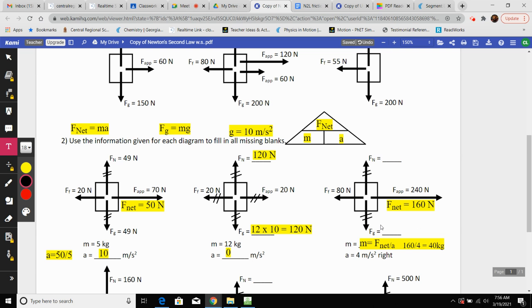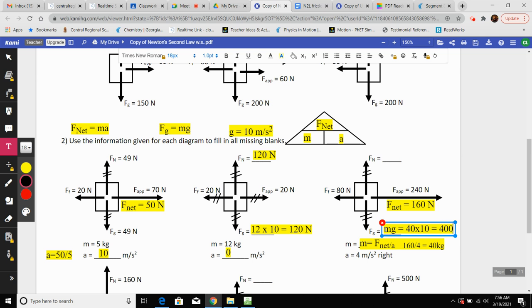Now can I solve for weight and normal force? Well, what's weight? F sub g is mass times gravity. Now that we have a mass of 40, M times g, where g we're using as 10 meters per second squared. So what's 40 times that? mg equals 40 times 10, which gives me a weight of 400 newtons.